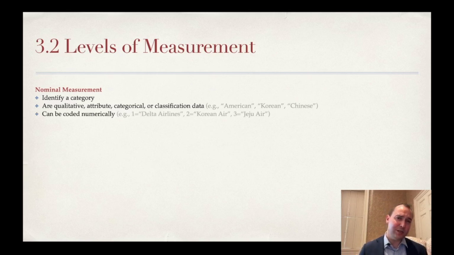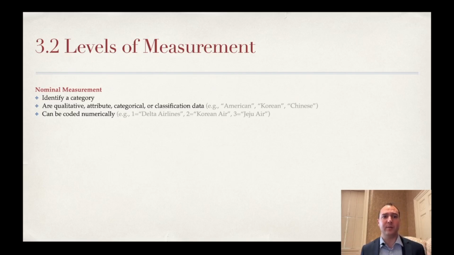They can be coded numerically, which is sometimes tricky to students who are new to statistical analysis. So for example, if we had some different airlines, Delta Air, Korean Air, Jeju Air, and I saved that data into a data set, and I said, Delta is 1, Korean Air is 2, Jeju Air is 3, some other airline is 4. It doesn't mean that one is bigger or lower or smaller or better than the other. I'm just assigning a number to that group.